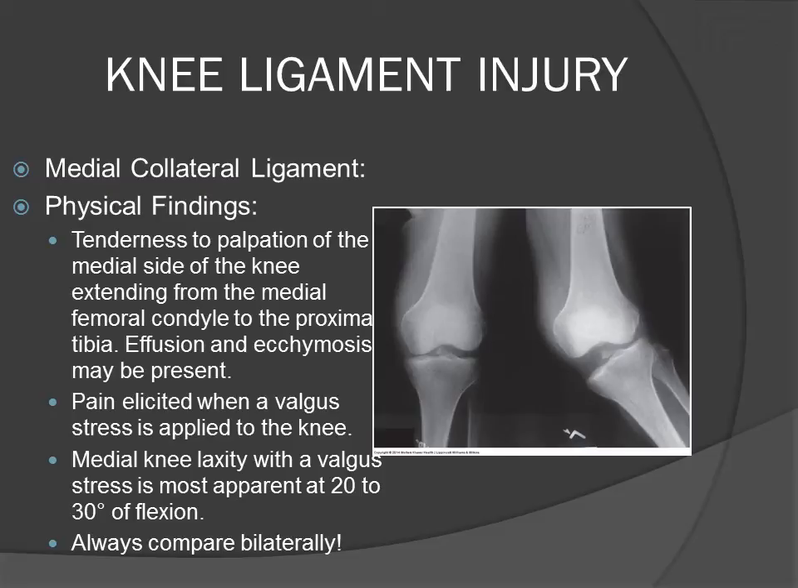Now, remember, whenever testing the extremities, always compare bilaterally, because what may appear to be a lax joint may be normal for your particular examinee, and you could confirm that by testing the opposite uninvolved lower extremity.